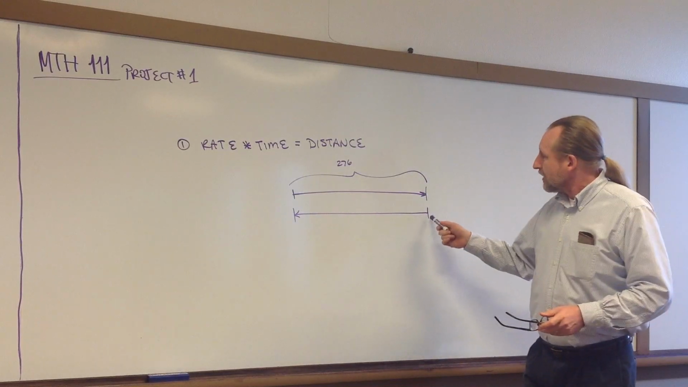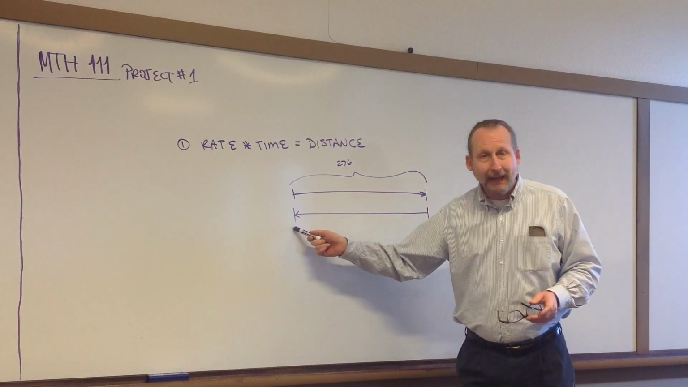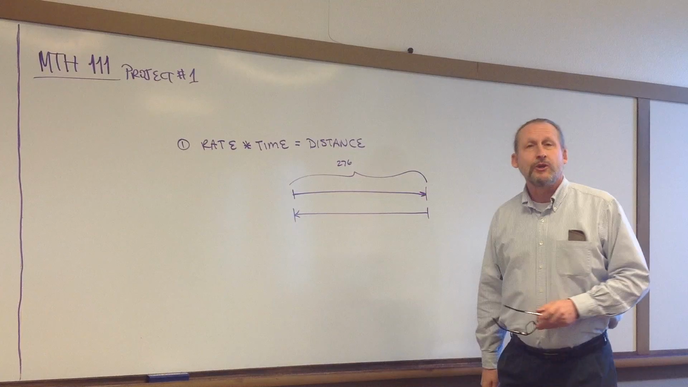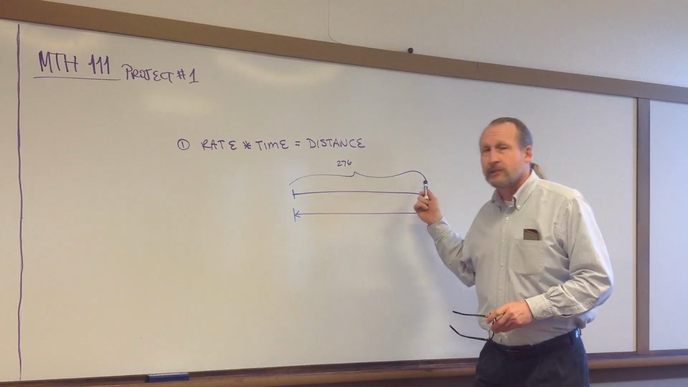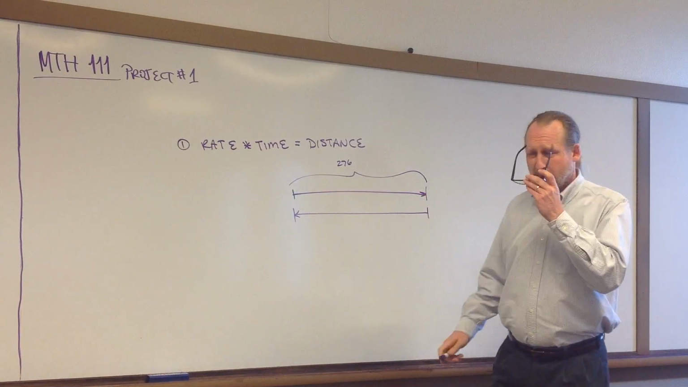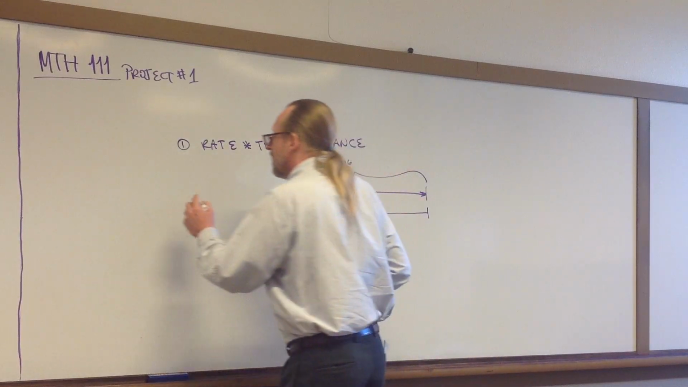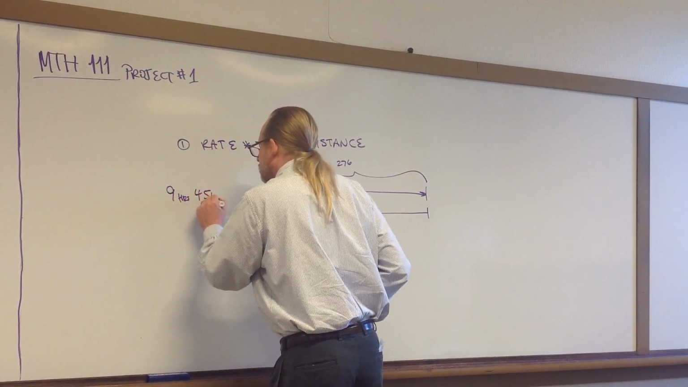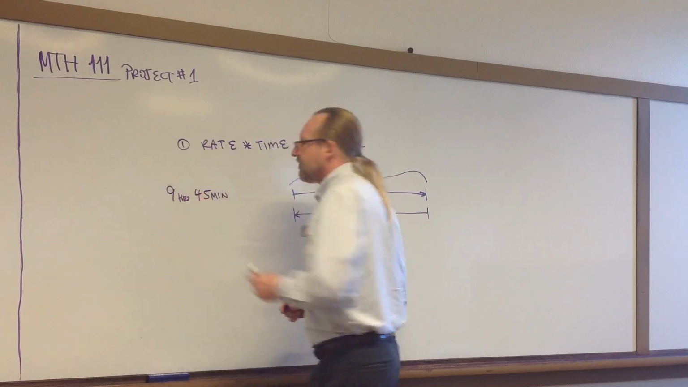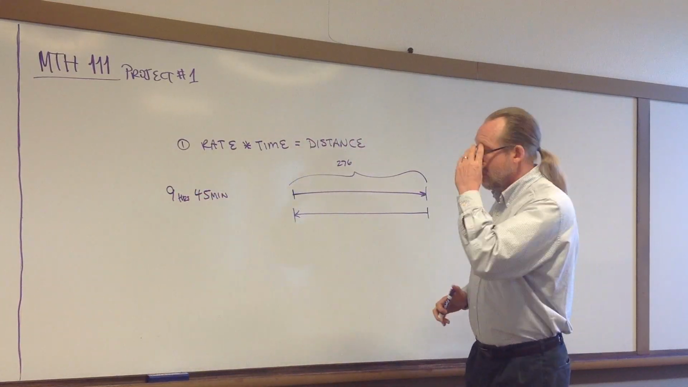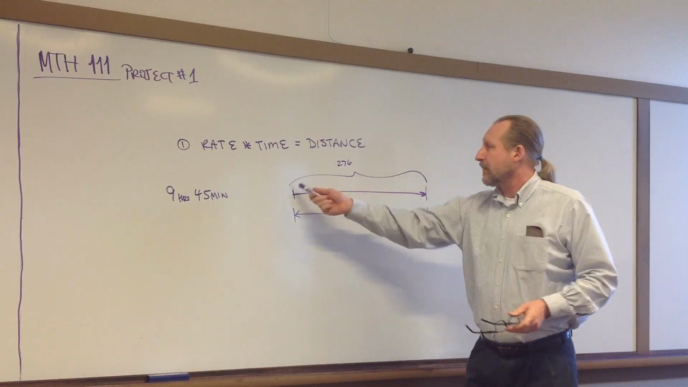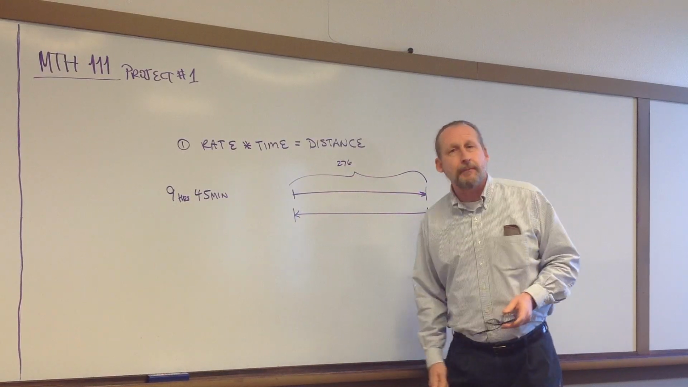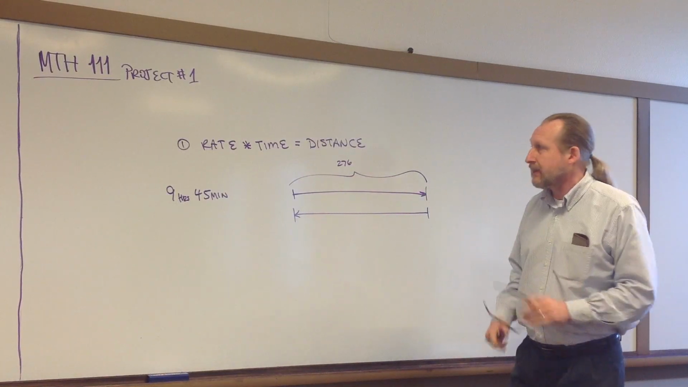That means you're going to use less time coming back and more time when you're going there, right? Because you're going more slowly, it's going to take longer to get there. And I mention that because one of the most common mistakes that I see people make is just to take this 9 hours and 45 minutes and split it in half and say, well, it took half the time to get there and half the time to get back. That's not what's happening, okay?